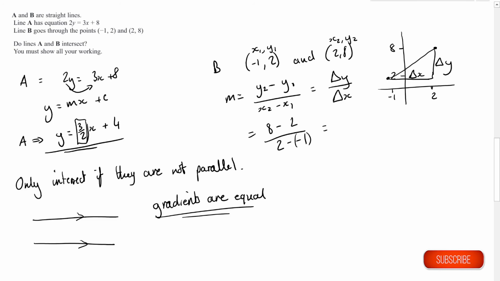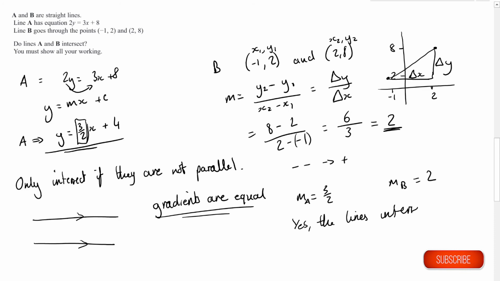But what this means is 8 minus 2 gives me 6, and 2 minus 1, if I have a minus and a minus, that becomes a plus. So this actually becomes 2 plus 1. So this is 3, which means my gradient is 2. And therefore, if my gradient of A is 3/2, but my gradient of B is 2, they are not parallel. And so we say, yes, the lines intersect because they are not parallel.